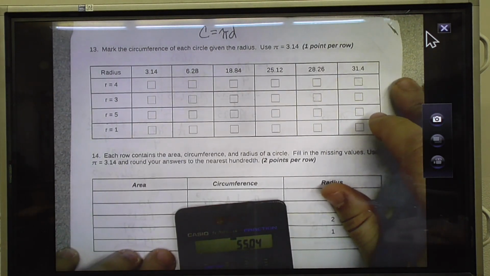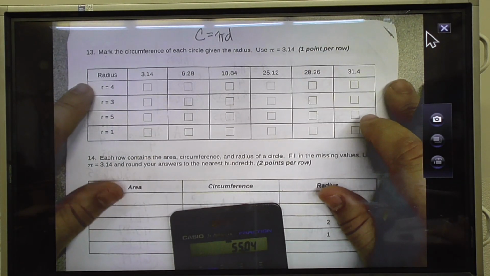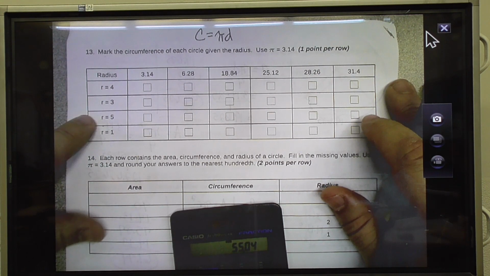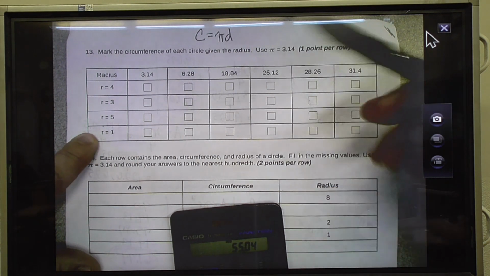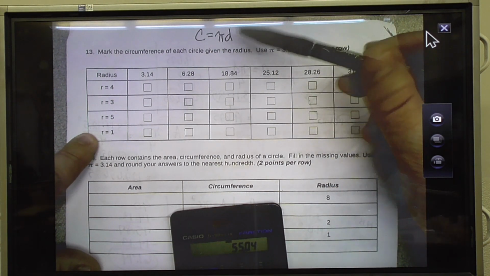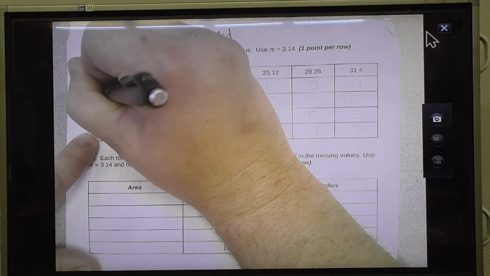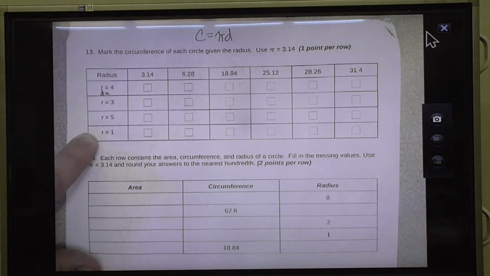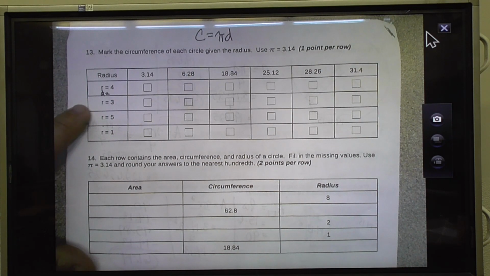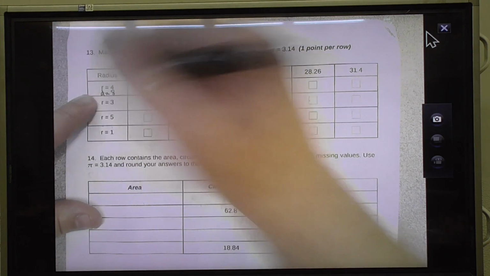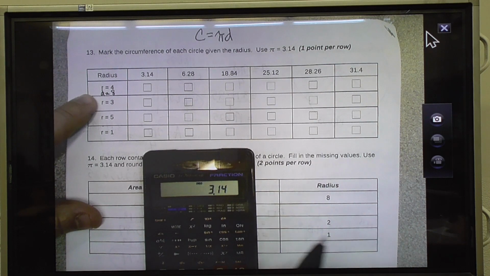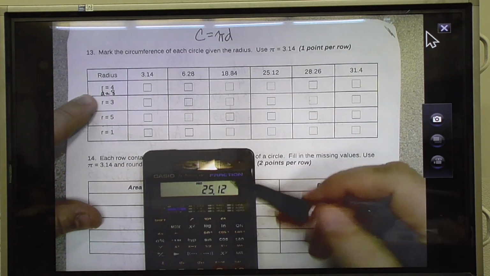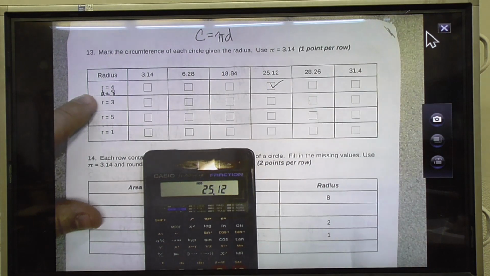This one is made for you to just go 3.14 times 4, 3.14 times 3, 3.14 times 5, 3.14 times 1. Is that going to give you the right answer? No, because circumference needs the diameter. So if the radius is 4, the diameter is 8. So for this one we would do 3.14 times 8, which is 25.12. My correct answer for that one is right here.